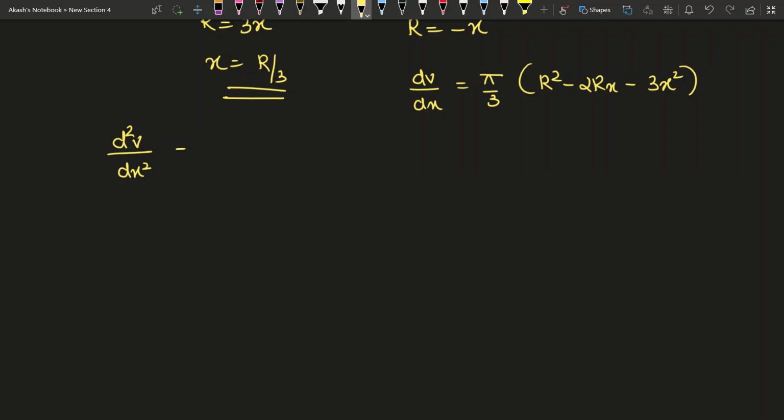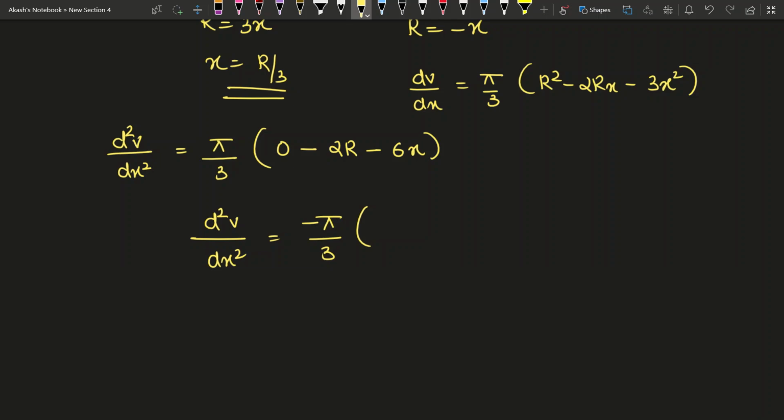You need to take the second derivative. So it will become pi by 3 into, derivative of r square with respect to x will become 0, minus derivative of 2rx with respect to x, you will get minus 2r. Derivative of 3x square with respect to x, you will get minus 6x. So what you will get? d square v by dx square is equal to, if you take negative out, minus pi by 3 into 2r plus 6x.